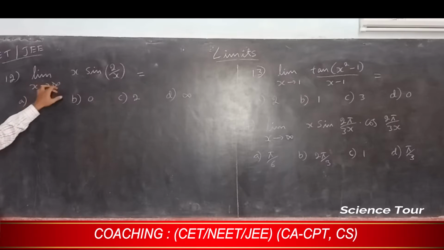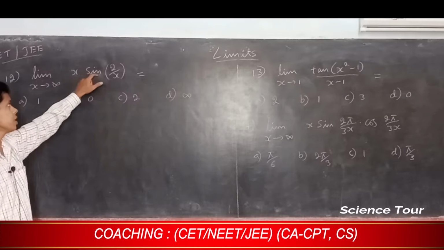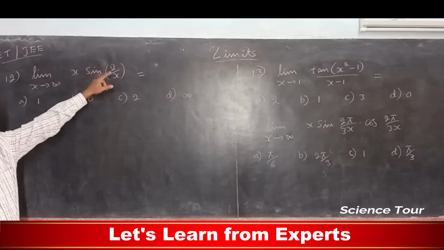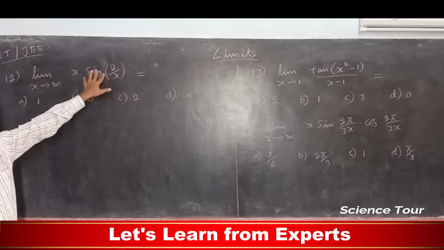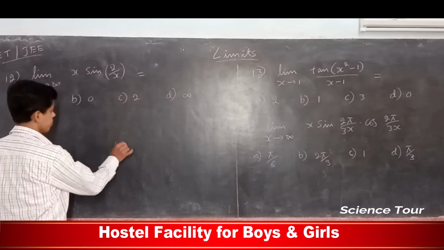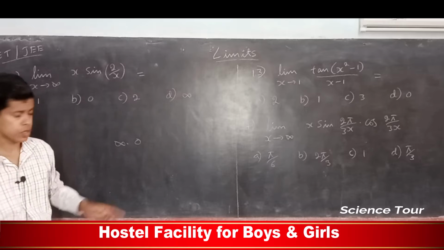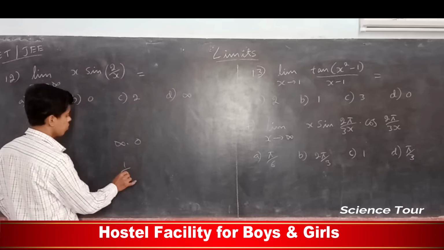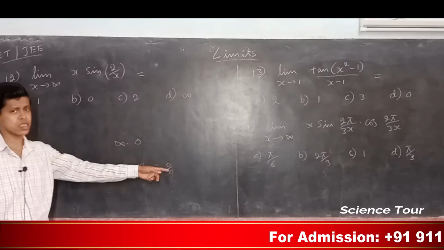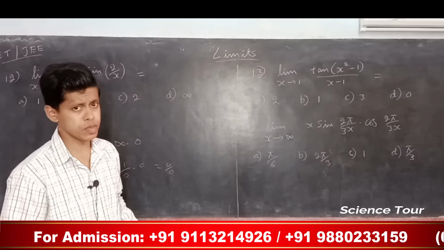So, if you directly apply the limit, this will be infinity, and this is sine 2 by infinity, which is sine 0, and sine 0 is 0. So you are getting infinity into 0. Infinity multiplied with 0 is also indeterminate, because infinity is kind of 1 by 0. So you are getting 0 by 0 form, that is indeterminate. We cannot determine it.